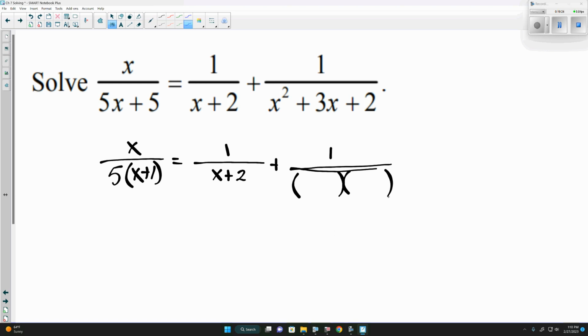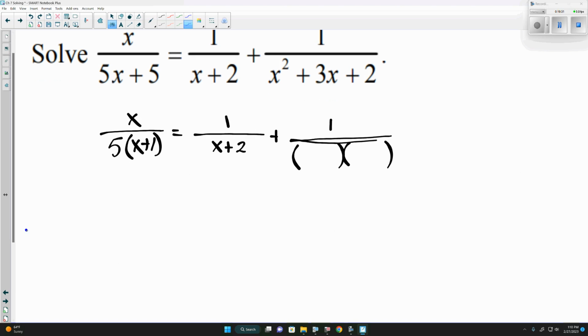Now the x squared plus 3x plus 2, there's not a greatest common factor, but we can factor with 2 sets of parentheses. Since the third term's positive, the signs are the same and match the sign of the middle term, plus and plus.